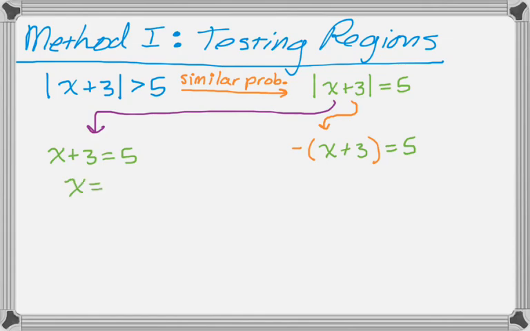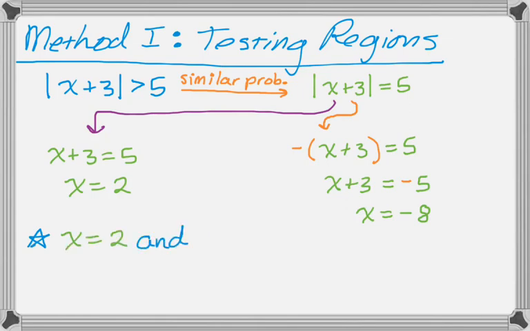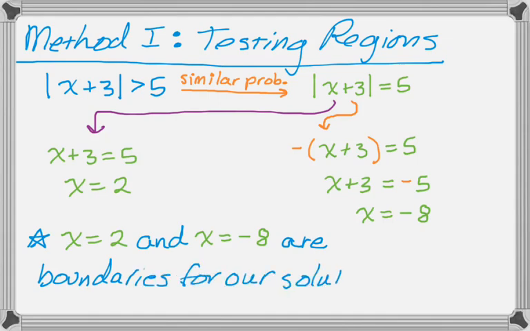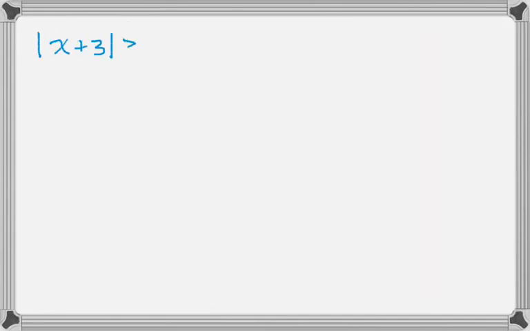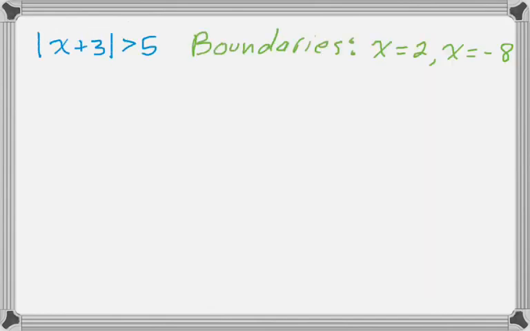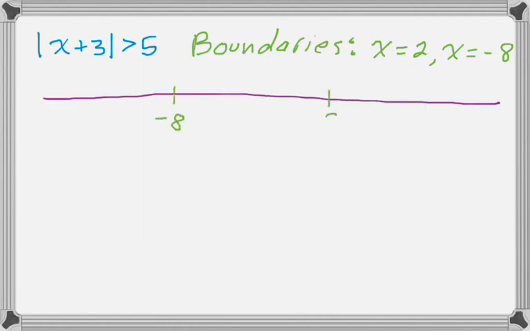And now if I solve each of these, I subtract 3 there, and I multiply through by a negative first and then subtract 3 here. I get that the numbers 2 and -8 actually have some relationship to the solution to the original problem. So x equals 2 and x equals -8 are the boundaries that we're going to use for our solutions to the original. What I mean by boundaries is that I'm going to make a number line and use -8 and 2 as the cut points, so it divides regions on the number line.